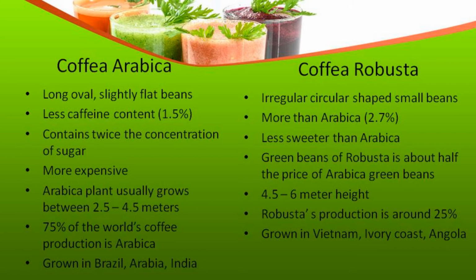Coffea arabica usually grows between 2.5 to 4.5 meters in height, whereas Coffea robusta grows to 4.5 to 6 meters in height, so they are taller. About 75% of the world's coffee production is Arabica, whereas Robusta's production is around 25%. Coffea arabica is grown in Brazil, Arabia and India, whereas Coffea robusta is grown in Vietnam, Ivory Coast, Angola.